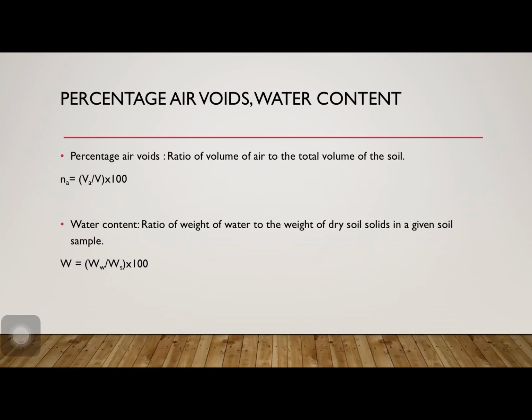Next comes the percentage air voids. What is percentage air voids? It is different from air content. Don't confuse it with the air content.